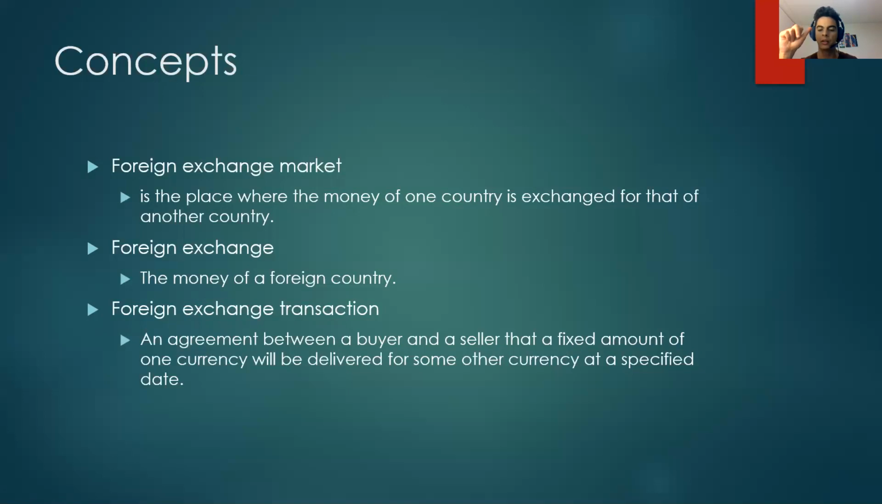The currency. So we have the price, the quantity, the place. The fourth is the asset, I mean, if it is dollars or if it is euros or if it is pesos, whatever that is. And finally, the date, the time. When are we going to exchange the currencies?